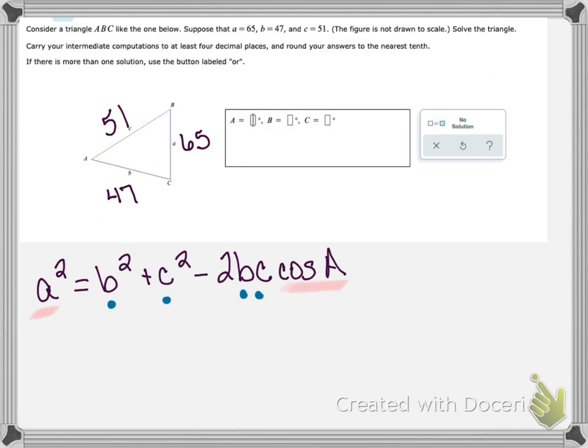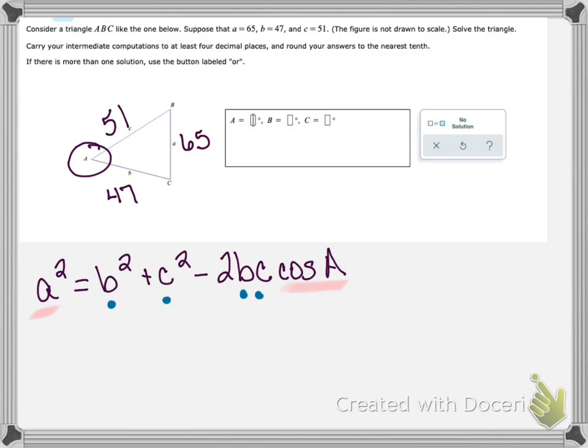Once we get our first angle, we can use the law of sines. But initially, we're going to have to use the law of cosines. So I have picked this angle right here. I'm going to find angle A. That's what I want to find.